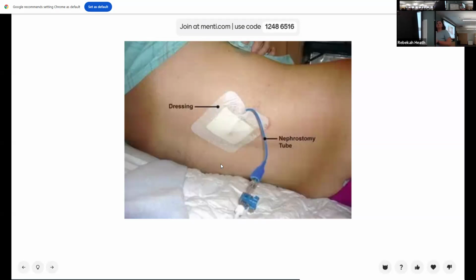Really important with these patients, we want to make sure we're recording their intake and output. And we want to really make sure that we say, this is how much they're voiding, and this is how much is coming out through this nephrostomy tube. So it's really important we differentiate between that.